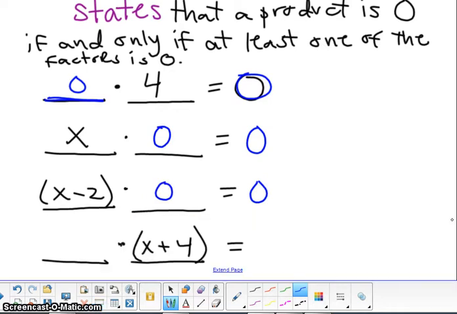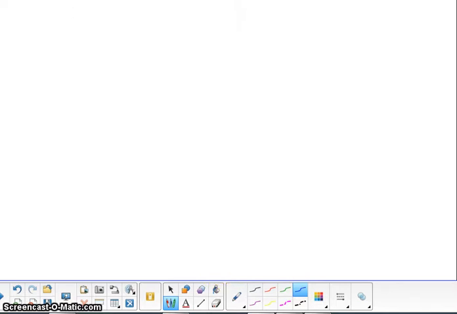And finally, another one. It doesn't matter what order it's in. If you had the first one to be 0, you're going to get 0 as an answer. No matter what the expression is, no matter if it's a variable, no matter if it's a number, you have to have one of those to be 0. Okay, so now let's begin writing a couple of examples.